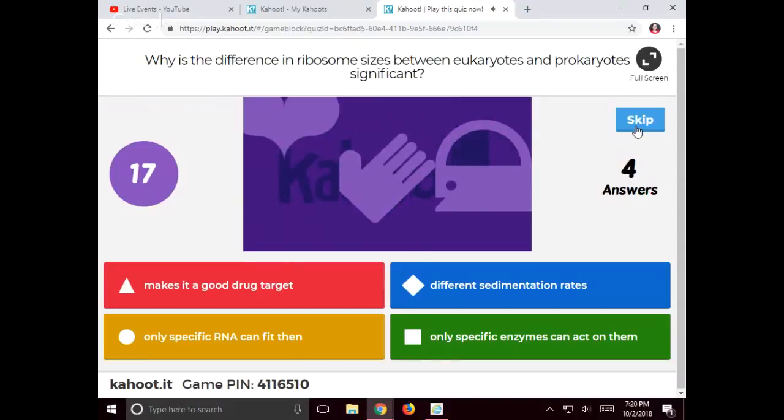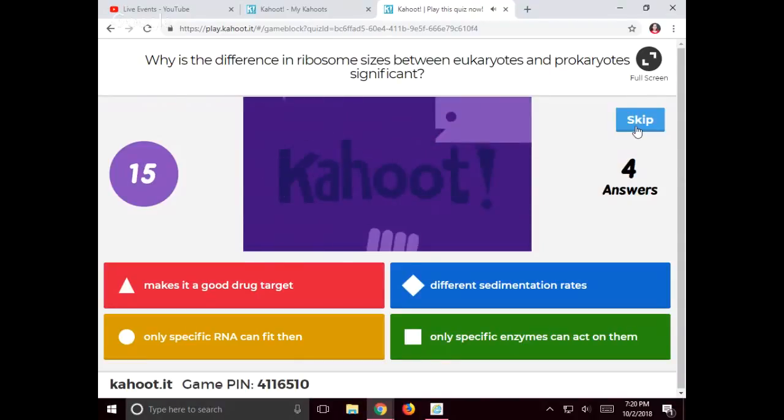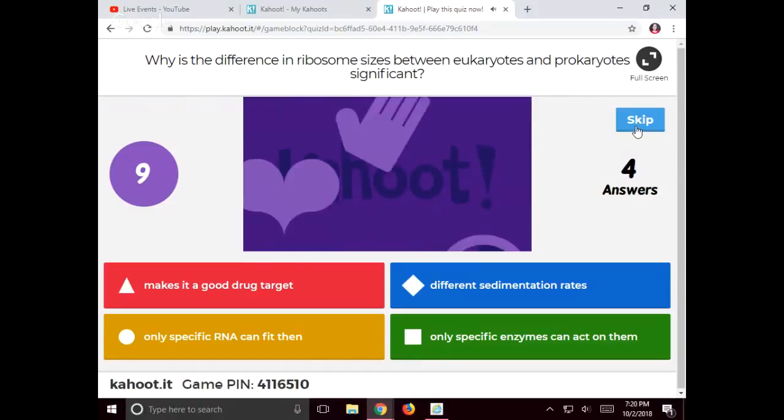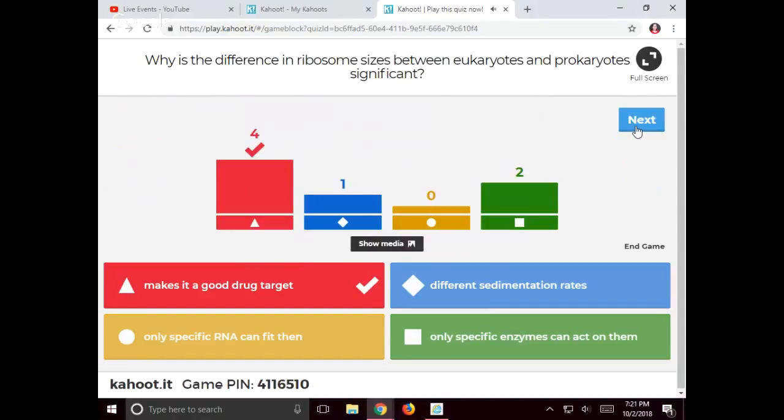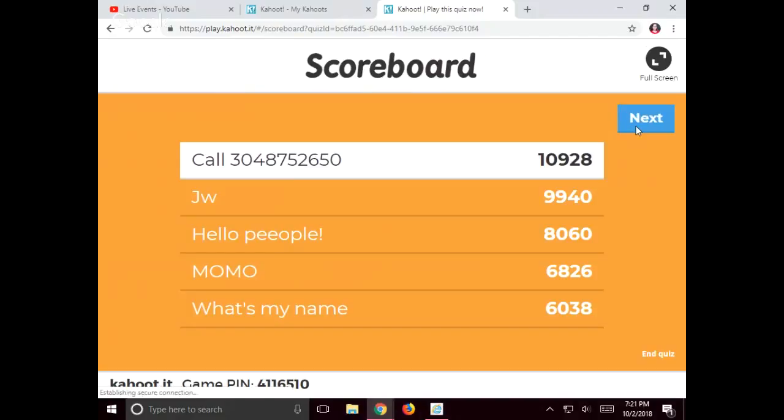This was from, I think, the pharmacy law. After the pharmacy law, I did some biochem review, so this is one of my questions from that. If you get it right the first time, you get it right this time. The differences in the ribosome sizes are significant because it makes it a good drug target. That's why it makes it good for the antibiotics, because one will specifically bind to one ribosome and not the other.